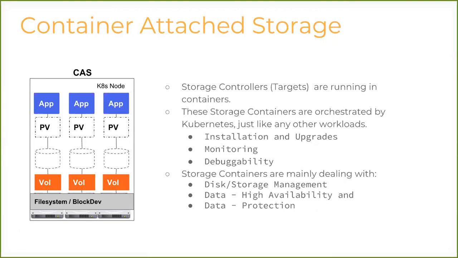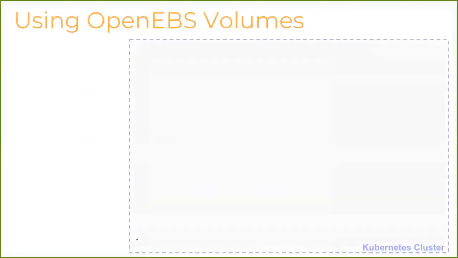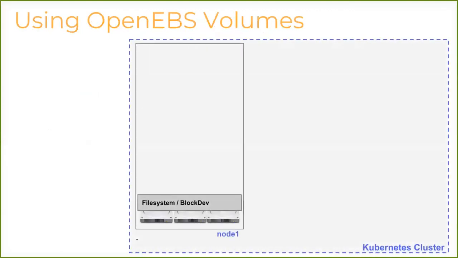Okay, so the storage containers are mainly dealing with disk storage management, data high availability, and data protection. These are the typical things that the storage controller will be having. In other words, OpenEBS will be having, which is very, very specific to the storage qualities. So this is about OpenEBS volumes.